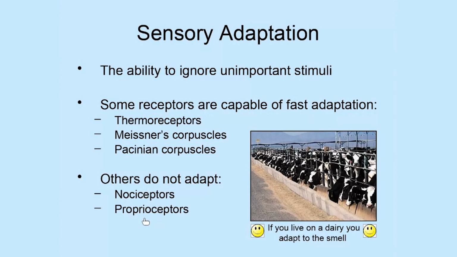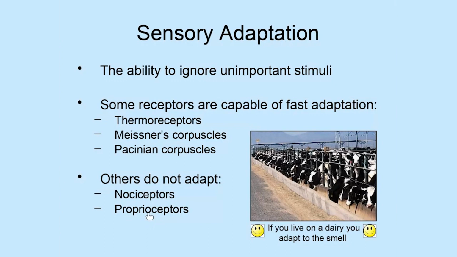The other receptor type that doesn't adapt is what's known as a proprioceptor. So proprioceptors are a type of mechanoreceptor. Remember, mechanoreceptors respond to changes in pressure in the body, and I talked specifically about the example of stretch, how they're picking up stretch in the body. Proprioceptors are stretch receptors that are found in a few specific places within the body. So they are found in muscles, they're found in tendons, they're found in ligaments, and they're found in joints as well. And they do not adapt.